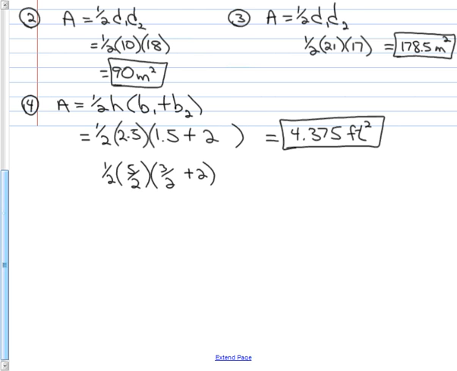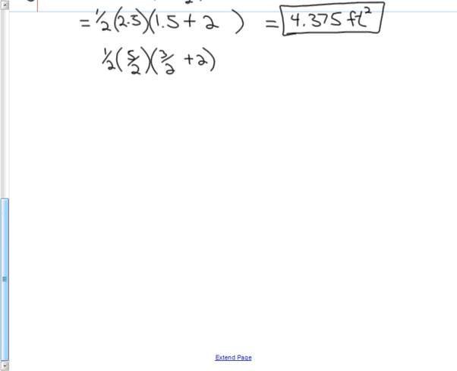If I take a half times 5 halves, when we multiply fractions, 1 times 5 is 5, 2 times 2 is 4, 5 fourths. Now in here, I'm going to get a common denominator. My common denominator would be 2, so I have to change the 2 to 4. 4 over 2 is 2. 3 over 2 plus 4 over 2 is 7 over 2. When I have fractions, again, I just multiply straight across. Numerator times numerator. 5 times 7 is 35. 4 times 2 is 8. It could be written this way, or it could be written, let's do a mixed number.